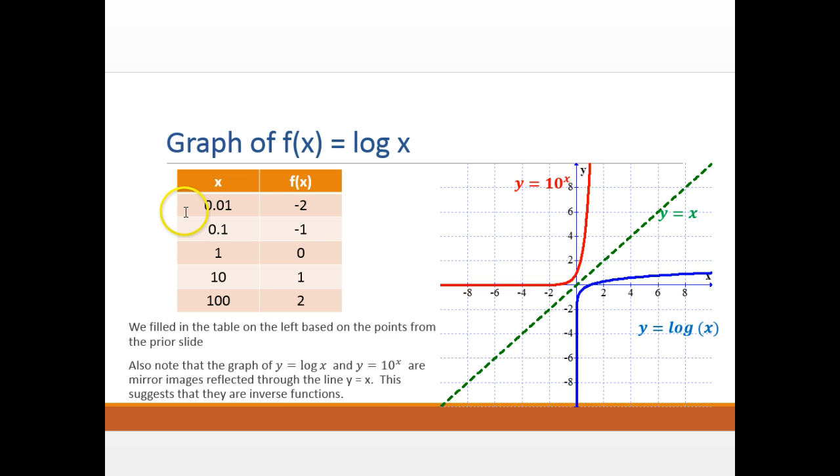If we did the graph of log of x, here's the graph of y equals log of x. Here's the graph of y equals 10 to the x. These are numbers we got from the prior slide. If I throw in here the line y equals x, notice that the graphs y equals 10 to the x and y equals log of x are mirror images of each other. And we know from our prior study of inverse functions that the graphs of inverse functions are mirror images of each other, so y equals log of x and y equals 10 to the x are actually inverse functions.